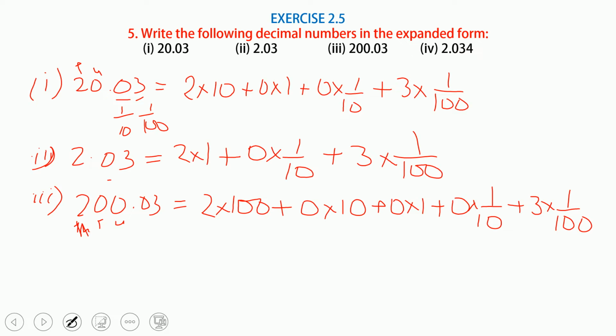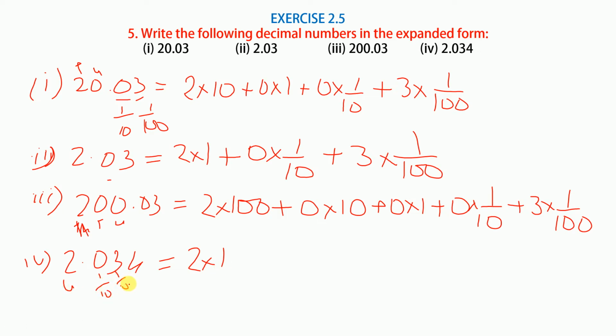Understand? Okay, the last one, look, it is 2.034. Correct? How will you write it now? 2 into 1, it is the unit place. This is the 1 upon 10 place, this is the 1 upon 100 place, and this is the 1 upon 1000 place. Correct? So how will you write?